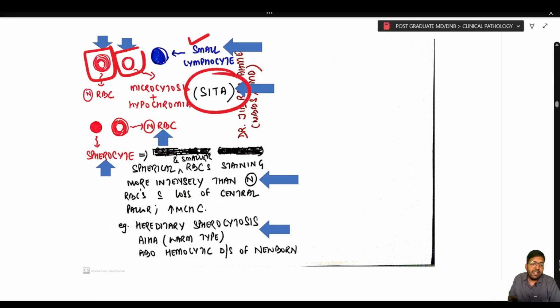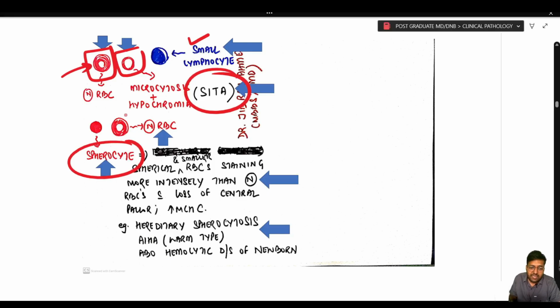Okay, so this is when you are giving treatment to the patient. For example, an iron deficiency anemia patient receiving treatment, or for example, you are giving blood transfusion to a patient who is suffering from SITA. Now along with that, I would also like to tell you something about an abnormal shape of the RBC, that is the spherocyte. So what is a spherocyte? We will discuss it again under the heading of RBCs with abnormal shape. But first, what is a spherocyte?